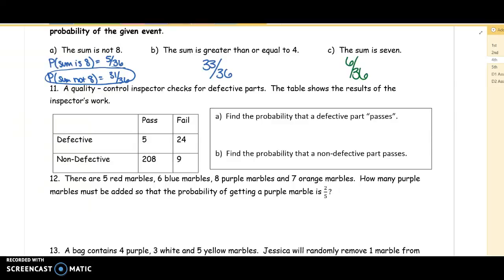Find the probability that a defective part passes. So defective pass is 5, but what goes on the bottom part of the fraction? You have to think about a column that doesn't exist here. There were 29 total parts that were found to be defective. So 5 out of 29.